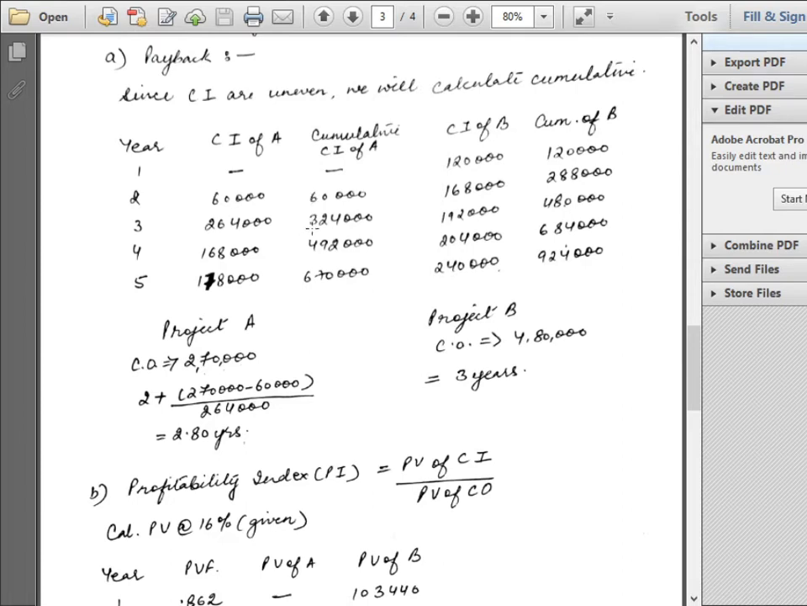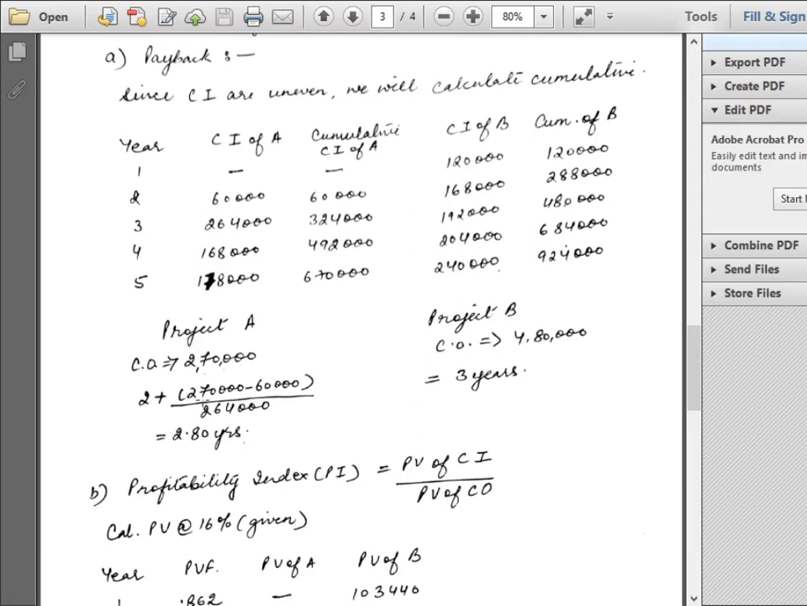that is year 2 and year 3. So here, if we can see, in year 2 we get 60,000 rupees as cash inflow. So this whole 60,000 rupees will be recovered first from 2,70,000 rupees, and the balance will then be recovered from the next cash inflow. So this is how the payback period is calculated. It will be 2 plus, because 60,000 will be recovered fully from 2,70,000, and the remainder, the balance, will be recovered from year 3.